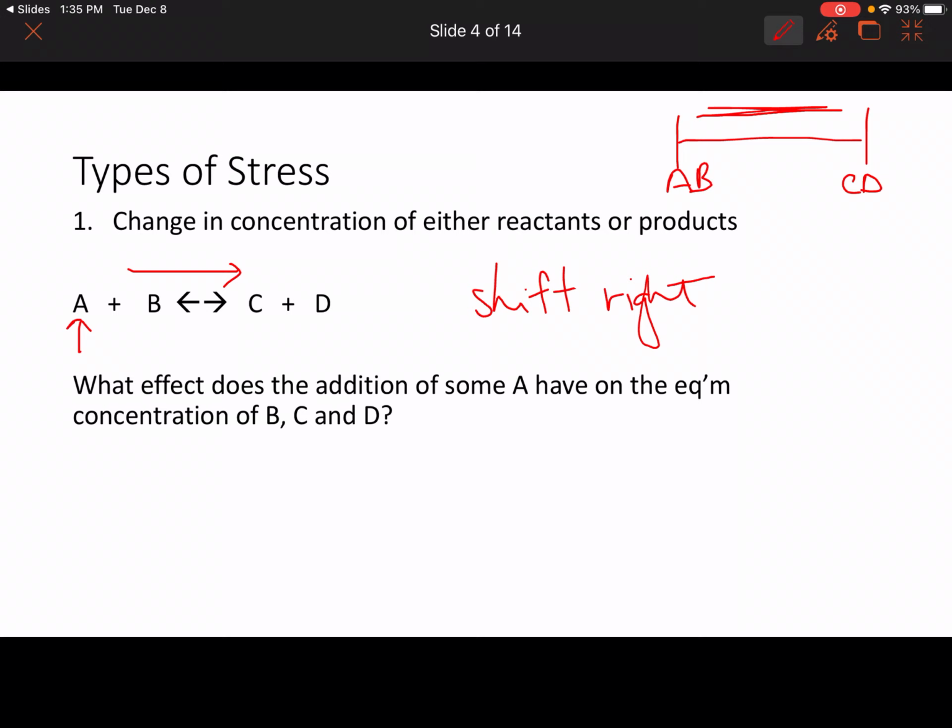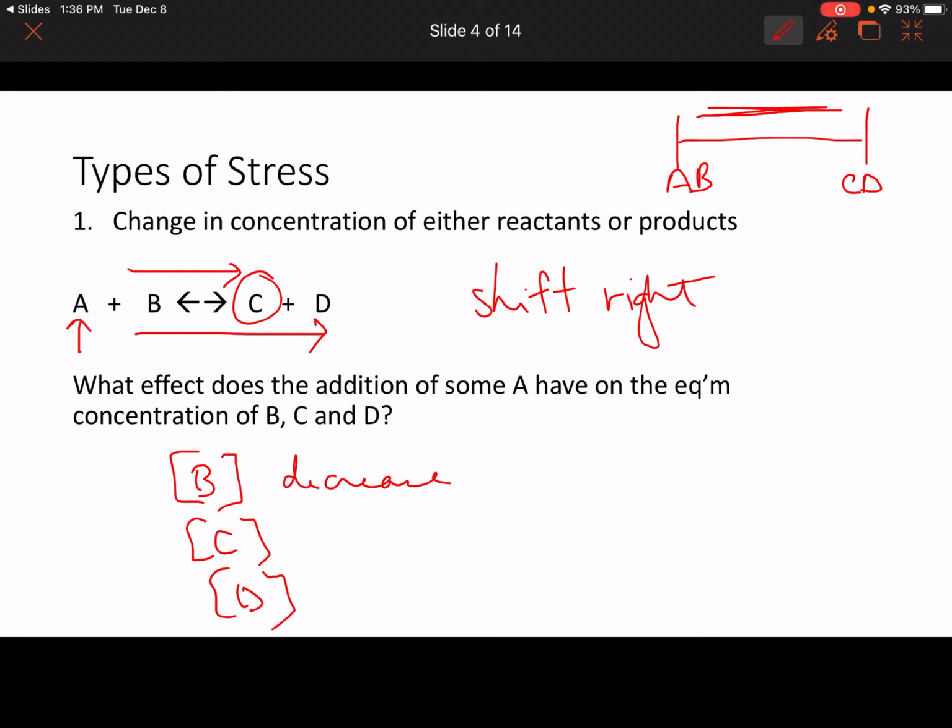Because when we shift to the right and drive the forward reaction forward, A is going to be depleted. What happens to the concentration of B if equilibrium is shifted forward? B is going to decrease. The concentration of C and D, meanwhile, if we are driving equilibrium forward, pushing that forward reaction, means that more C and D are going to be produced. So C and D are going to be increased.